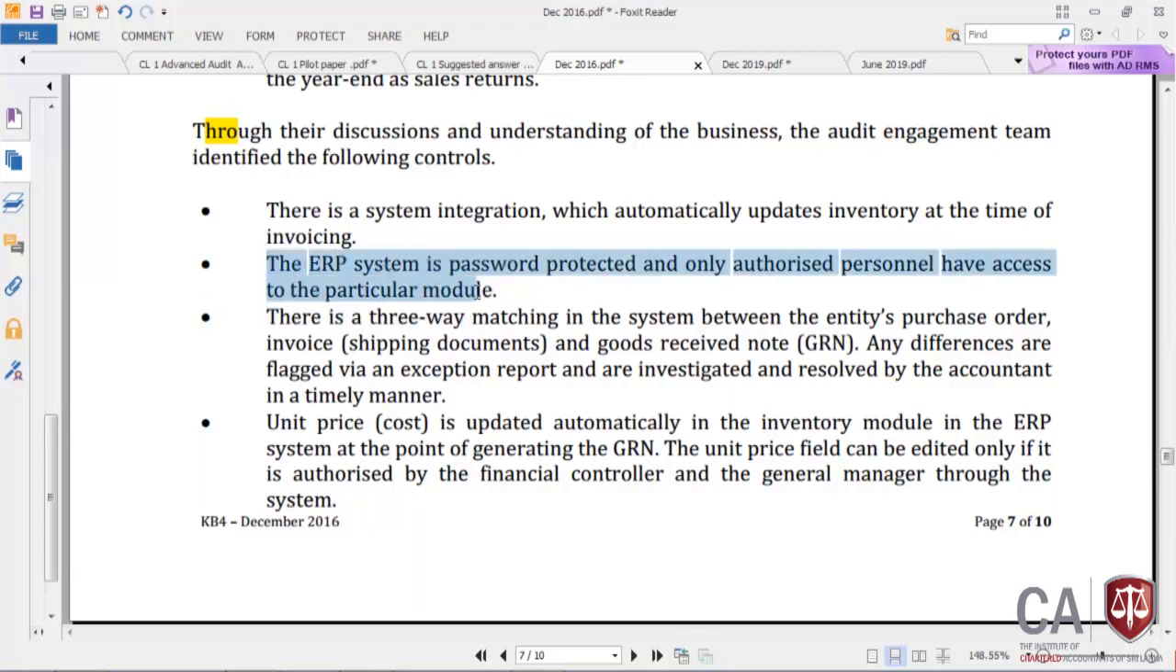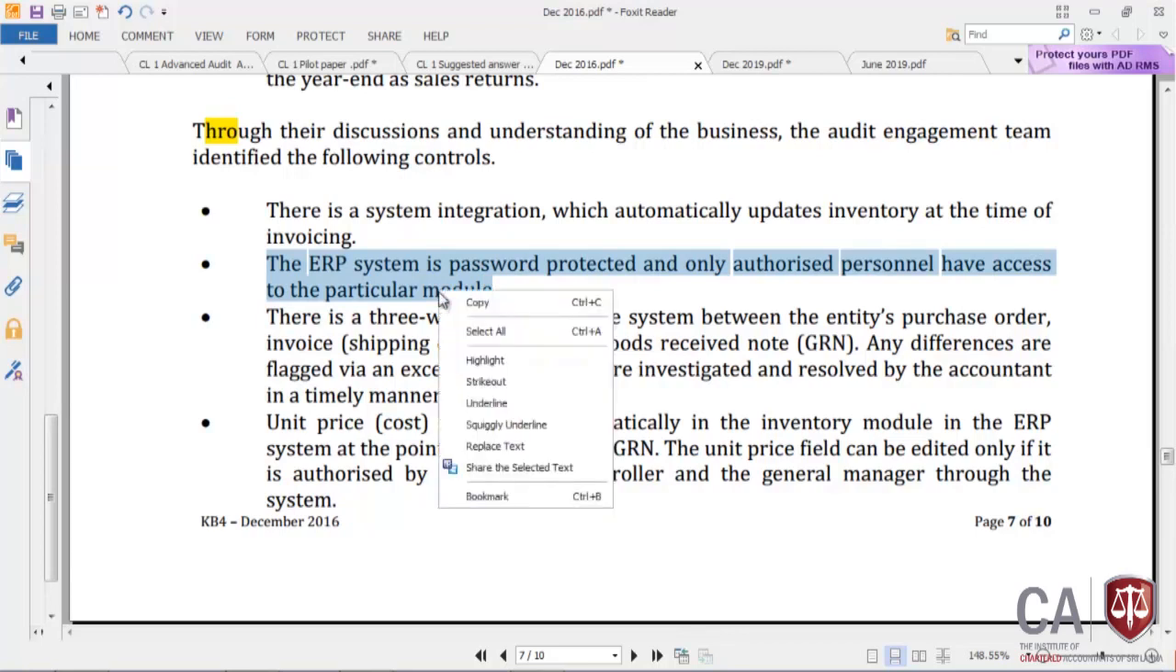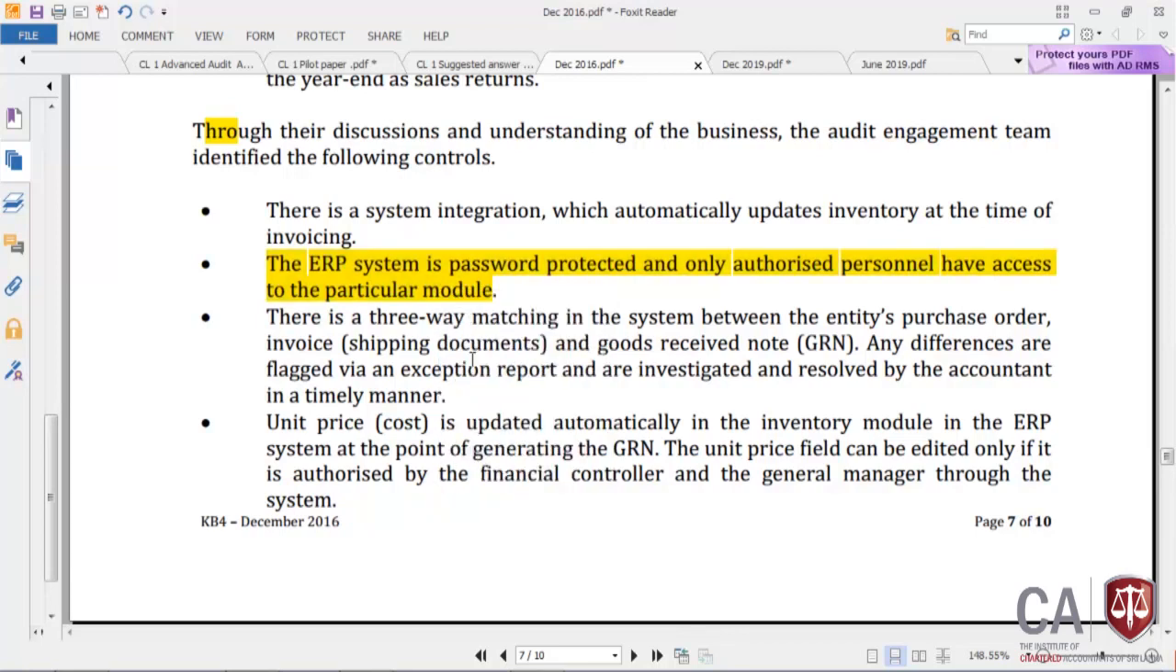Make two columns: general control and application control. The ERP system is password protected, and only authorized personnel have access to their particular module. It is a general control. ERP system password protection is a general control.